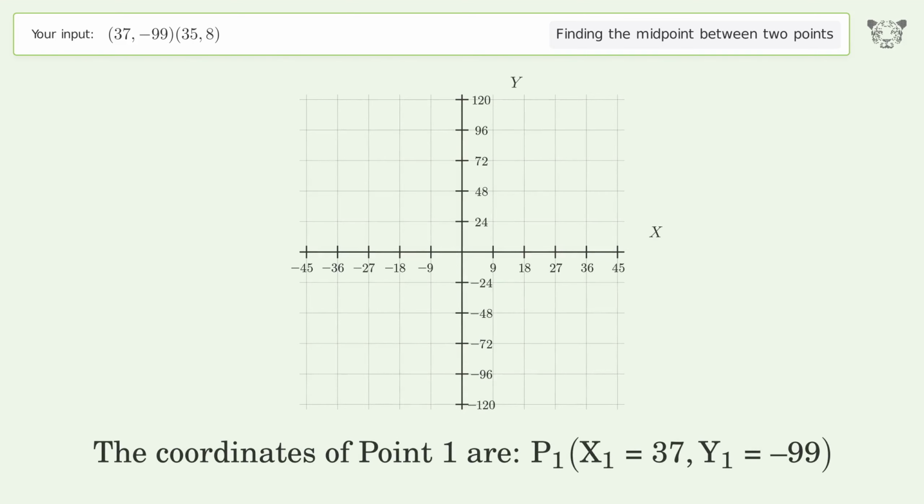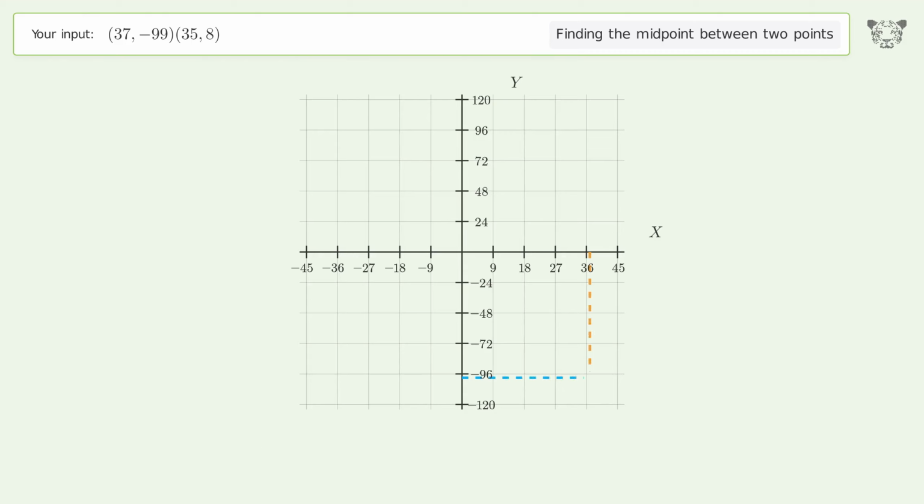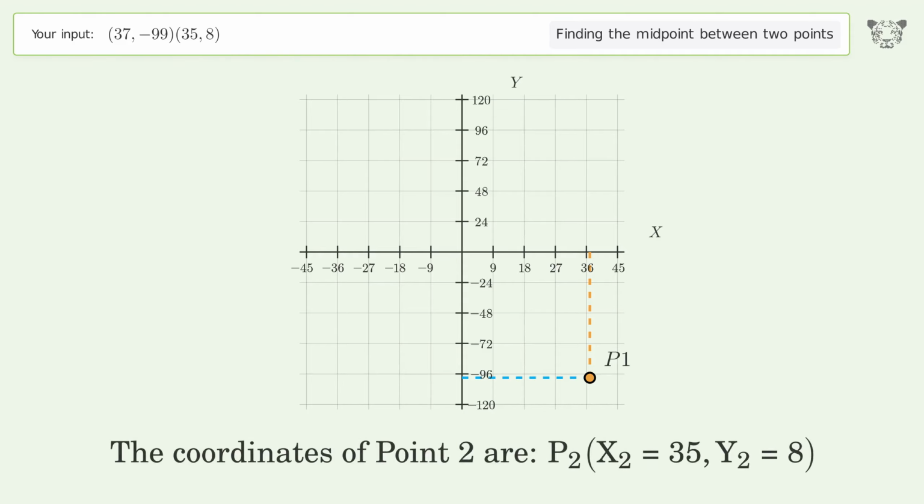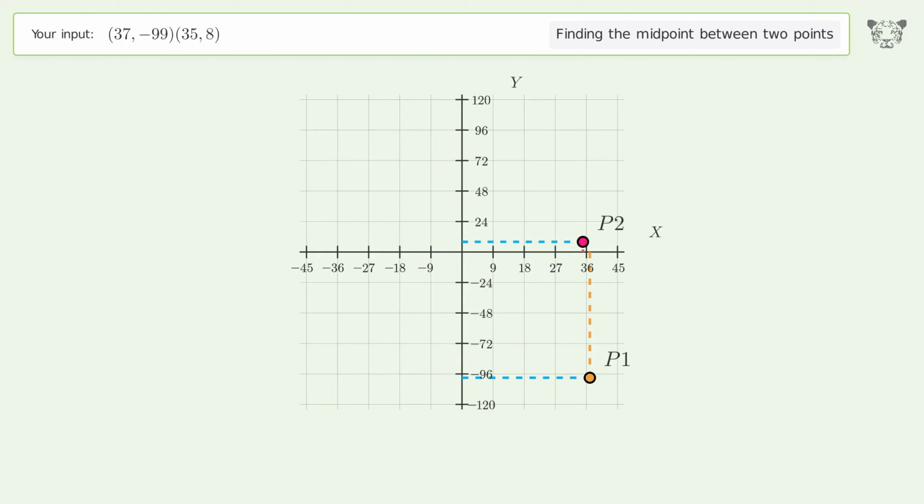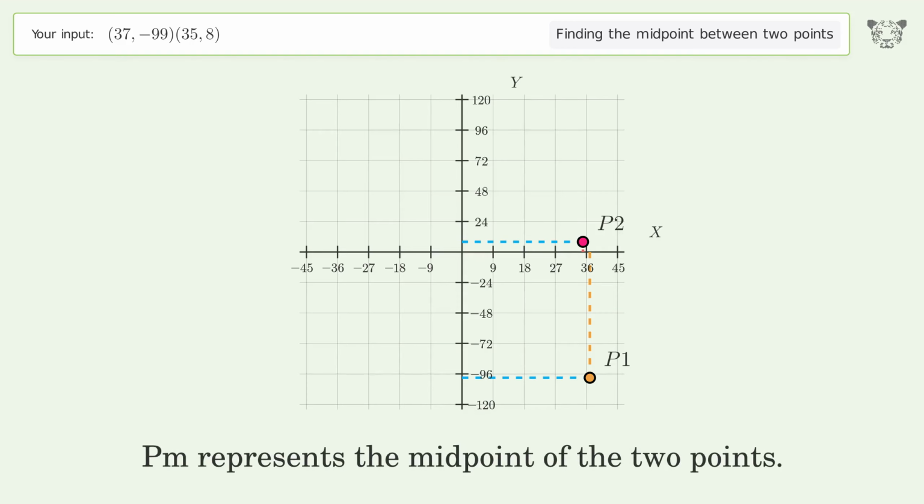The coordinates of point 1 are, x1 equals 37, y1 equals negative 99. The coordinates of point 2 are, x2 equals 35, y2 equals 8. PM represents the midpoint of the 2 points.